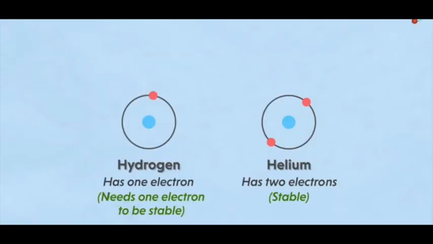Let's have a look at hydrogen and helium once again. Hydrogen is having 1 electron and helium is having 2 electrons. And hydrogen wants to have 2 electrons like noble gas to become stable. So how will it do it? It can do it in 2 ways. Either it shares 1 electron with other atom to make it 2 like helium, or it gets 1 electron from other atom to make it 2.